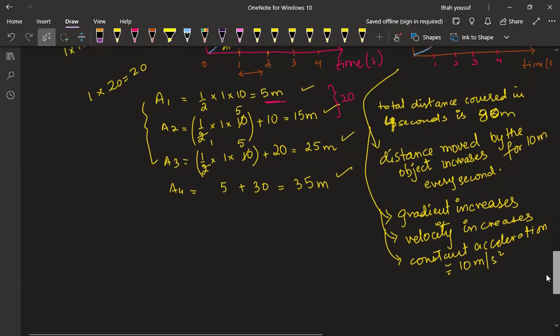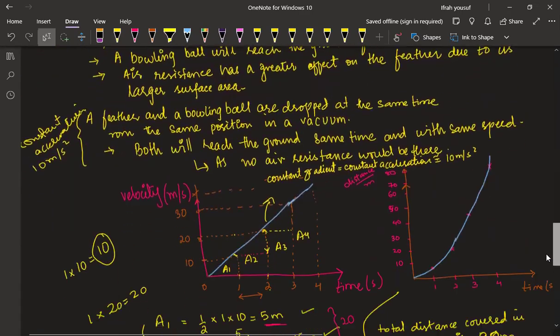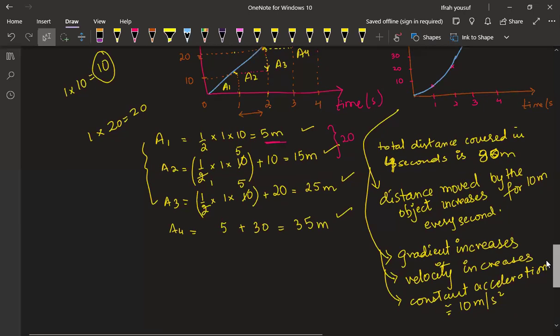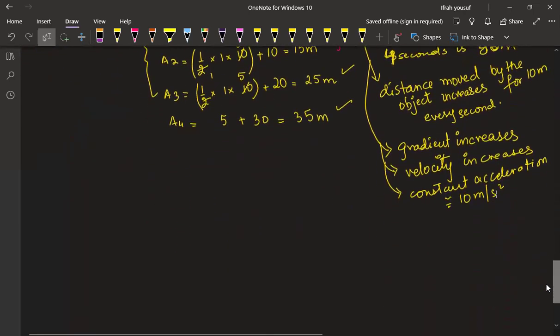Yes, Hamza, clear. Any confusion now, beta? No. Okay, so please do copy down these graphs because they are very important as well.